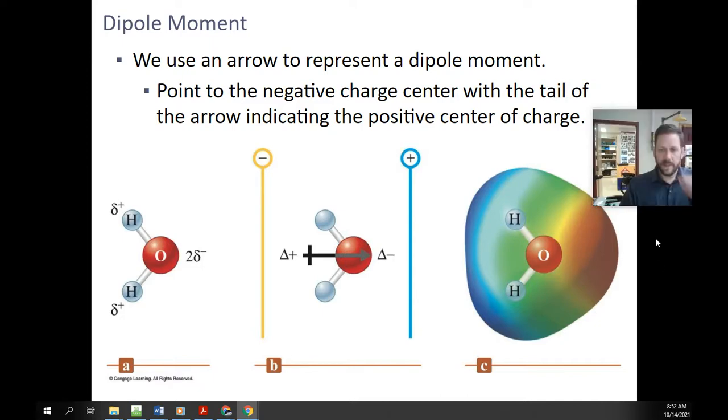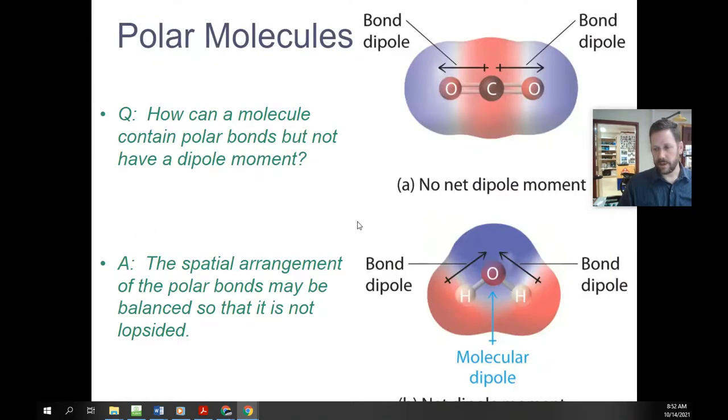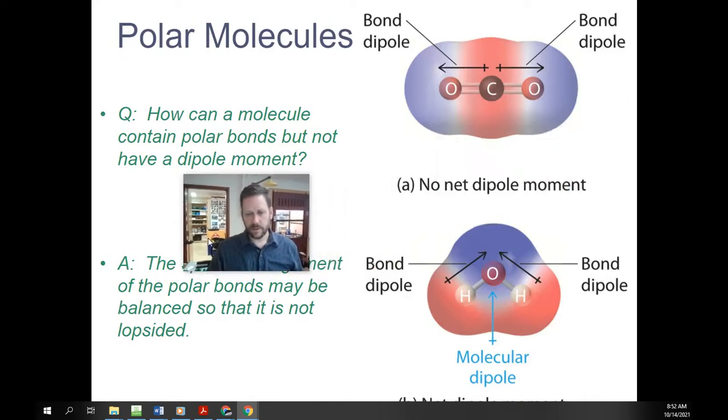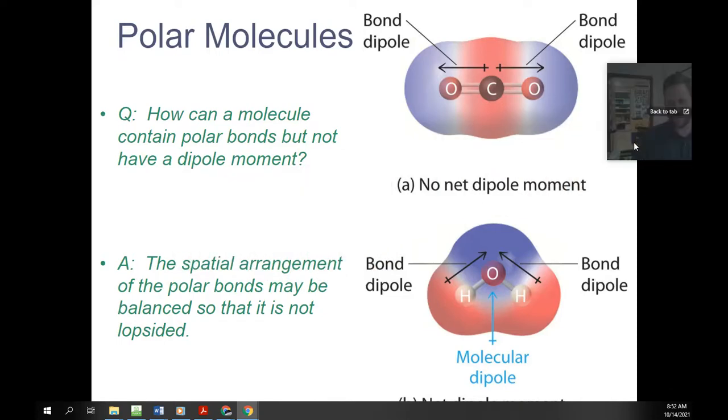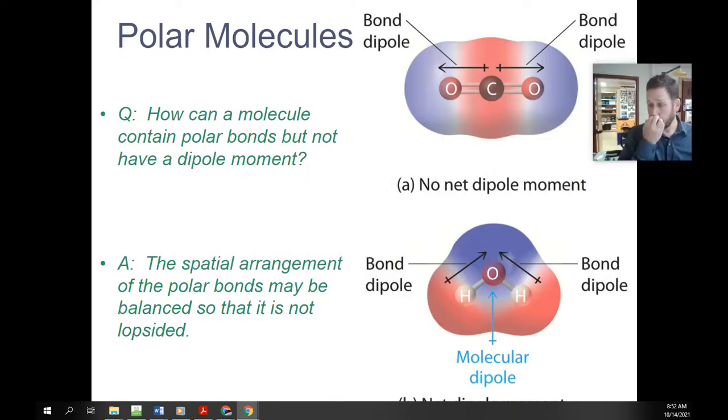A dipole moment needs to be represented sometimes. We're going to do that by drawing an arrow. The point of the arrow points to the negative side, and the tail of the arrow points to the positive side. So here's the dipole moment on a water molecule. Once again, the arrow pointing to the negative side. Another good image here, I think, for us to look at, if we consider the top one, where the bond dipoles cancel out and there's no net dipole moment.